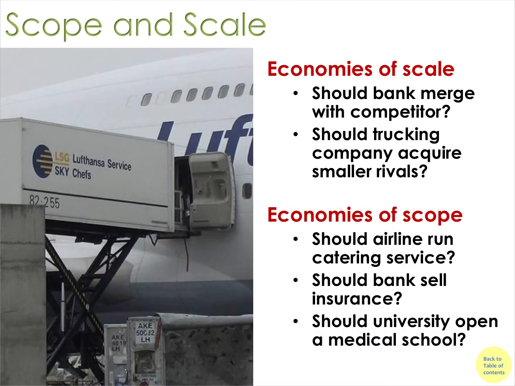But other questions are like, should a bank merge with a competitor? That's an economy of scale. Should a trucking company acquire smaller rivals? Economies of scale question. Economies of scope, should you expand into a sister or cousin type of production? Like, should an airline do its own catering, or should it outsource? Should a bank sell insurance? Related, but not exactly their core competency. Should a university open a medical school?